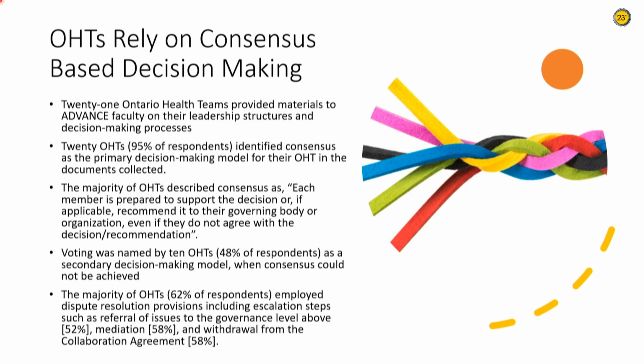Now, as part of the advanced work, we collected materials on the leadership structures and decision-making processes of leadership teams. We got about 21 sets of materials from these teams, of the roughly 50 now in existence. And not surprisingly, because the ministry had urged them to act in this way, almost everybody said that the method of making decisions was based on consensus, which is a great thing. However, in practice, they also gave themselves a number of outs if you couldn't reach consensus.